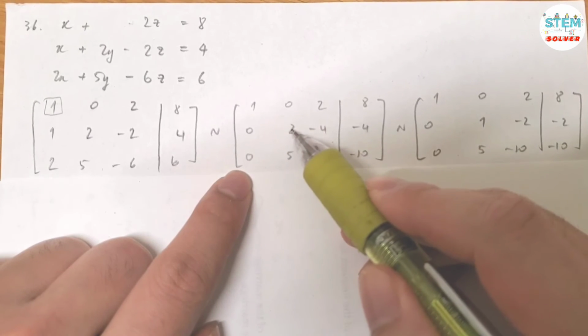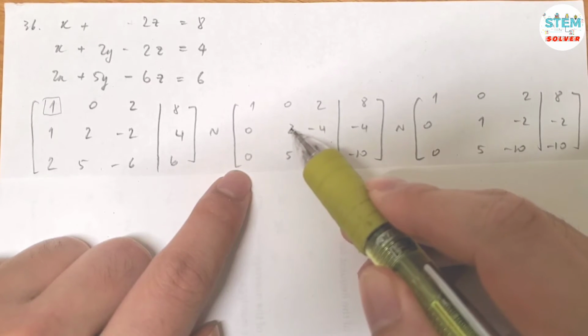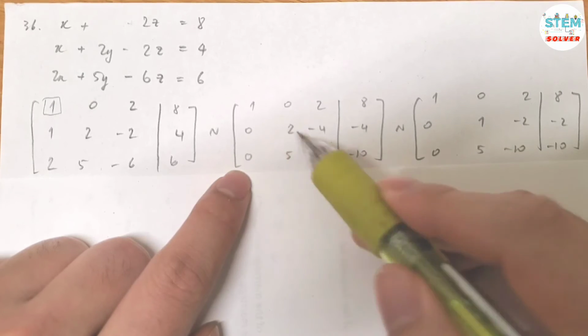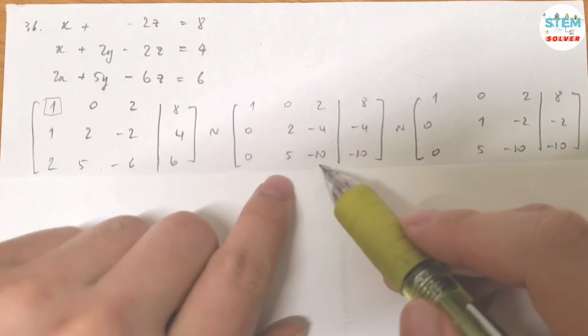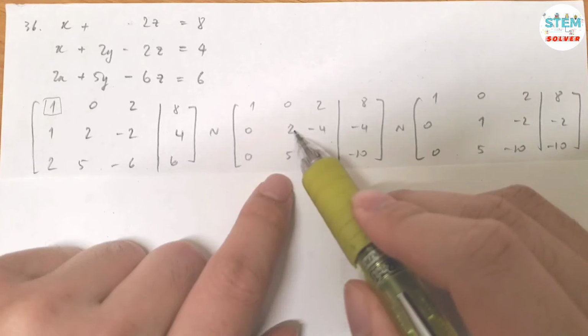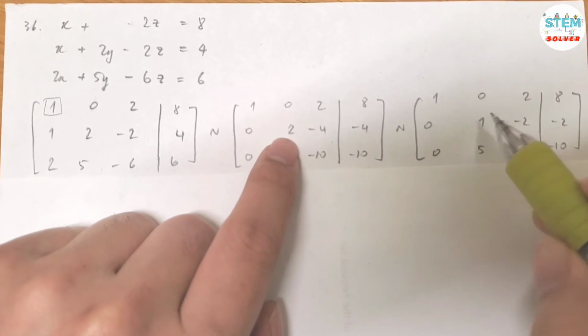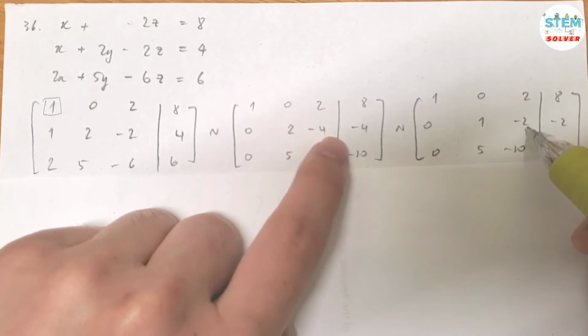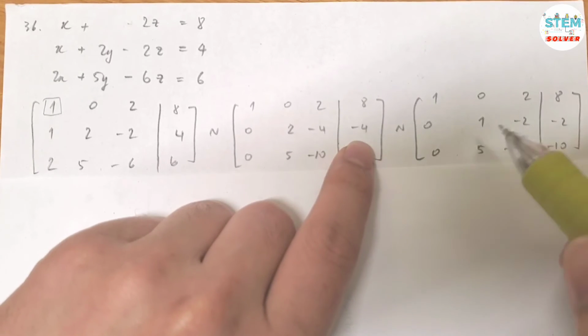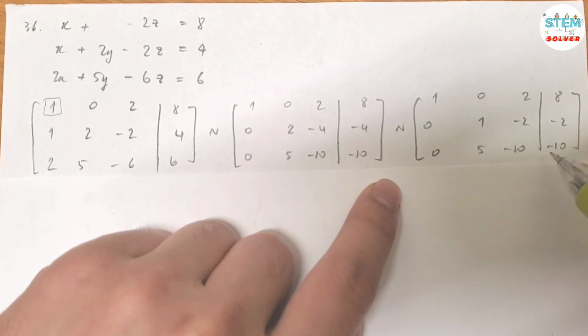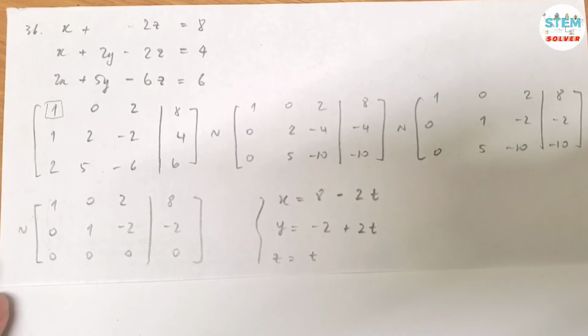Now the next step is to get this 1, because we need to get the ones in a diagonal line. How? Well, just divide the second row by 2. So 0 divided by 2, 0, 2 divided by 2, 1, -4 divided by 2, -2, -4 divided by 2, -2, and rewrite the first and the third row. Okay, now let's move on.